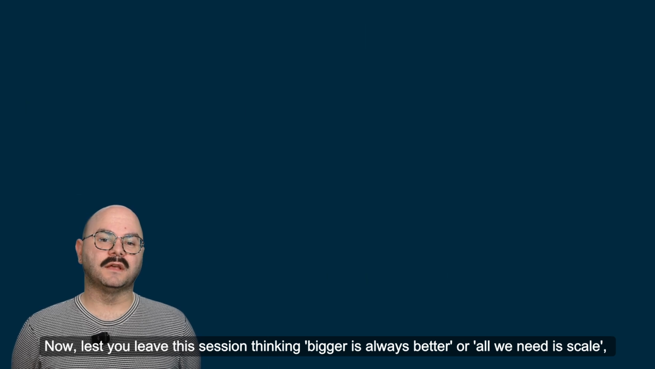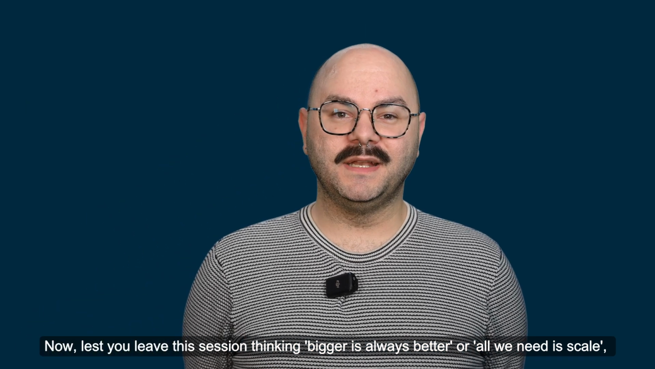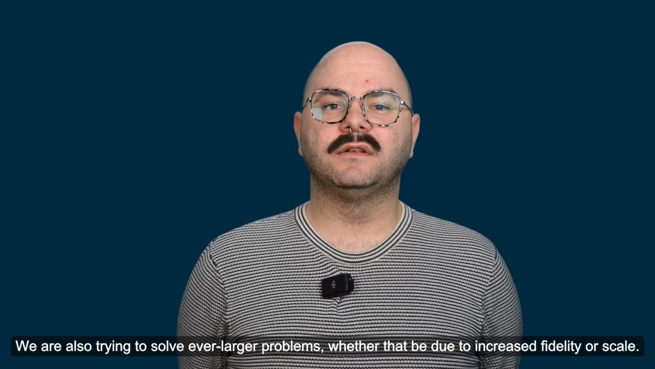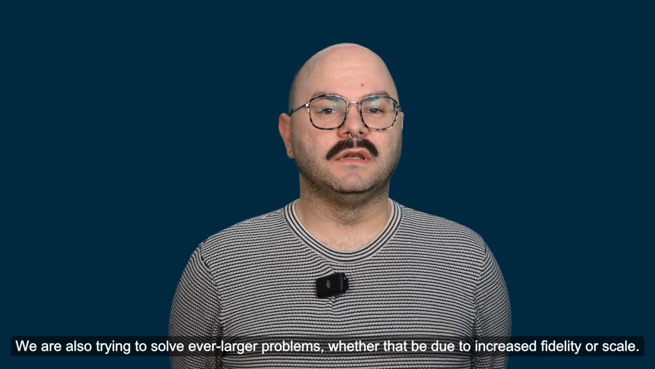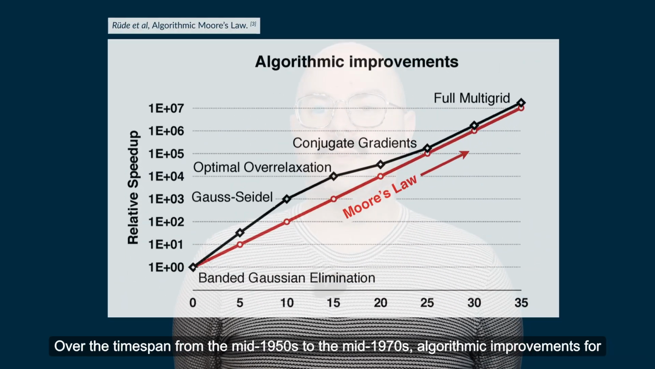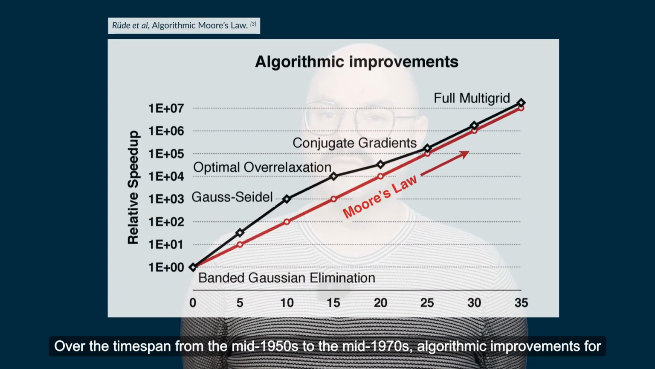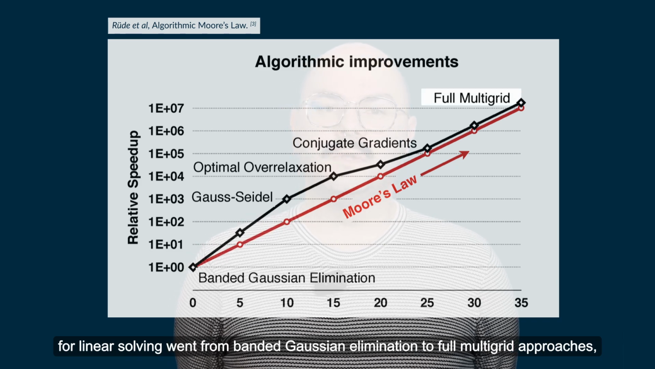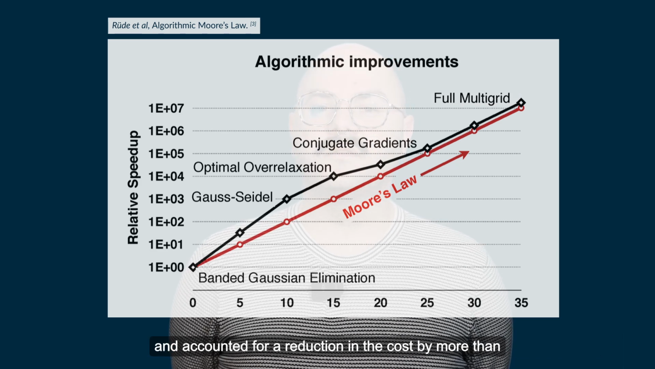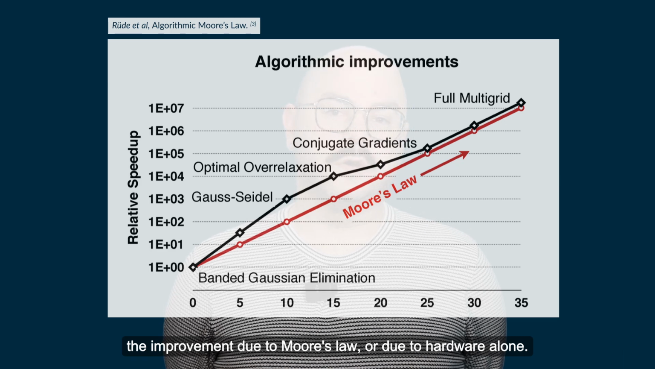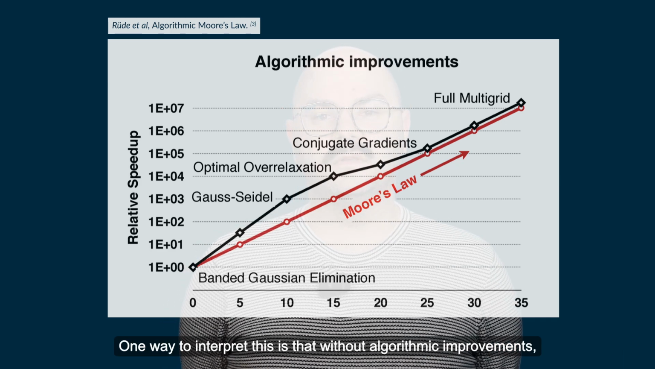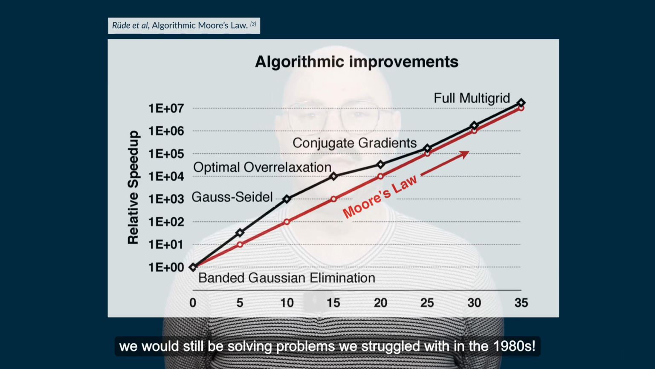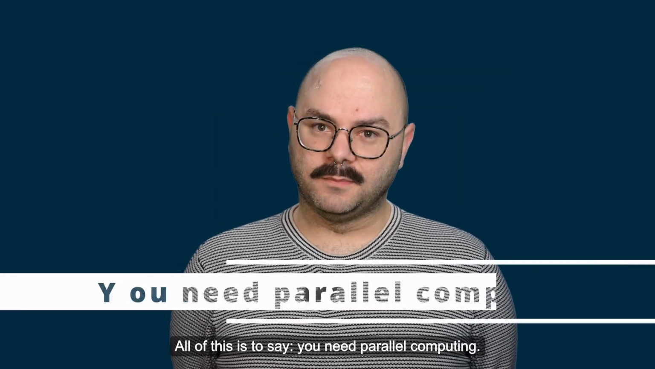Now, lest you leave this session thinking bigger is always better, or all we need is scale, the number of processors is not the only contribution to performance. We're also trying to solve ever larger problems, whether that be due to increased fidelity or scale. Over the time span from the mid-1950s to the mid-1970s, algorithmic improvements for linear solvers went from banded Gaussian elimination to full multi-grid approaches and accounted for a reduction in the cost by more than the improvement due to Moore's law or due to hardware alone. One way to interpret this is that without algorithmic improvements, we would still be solving problems we struggled with in the 1980s. All of this is to say, you need parallel computing.